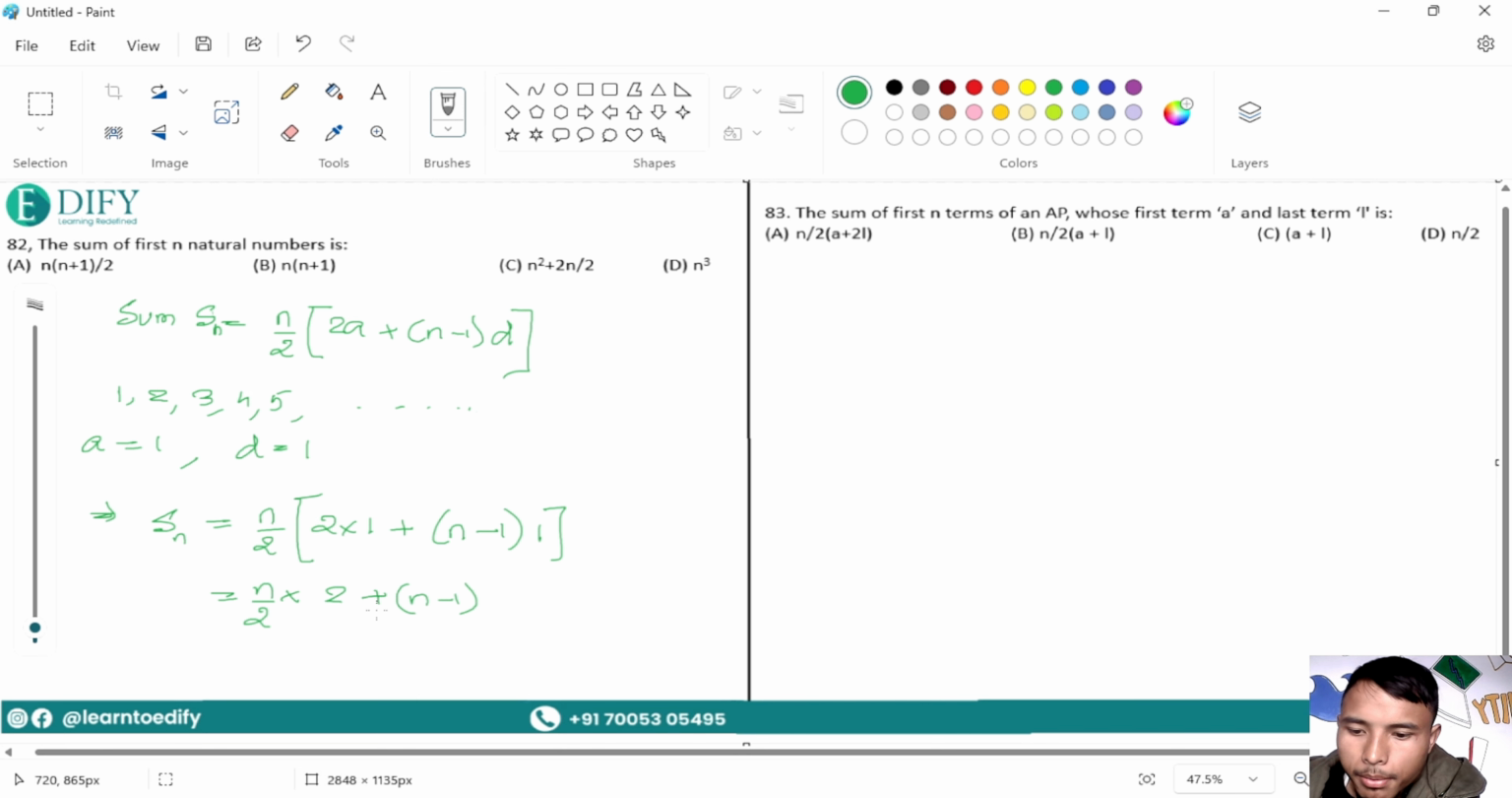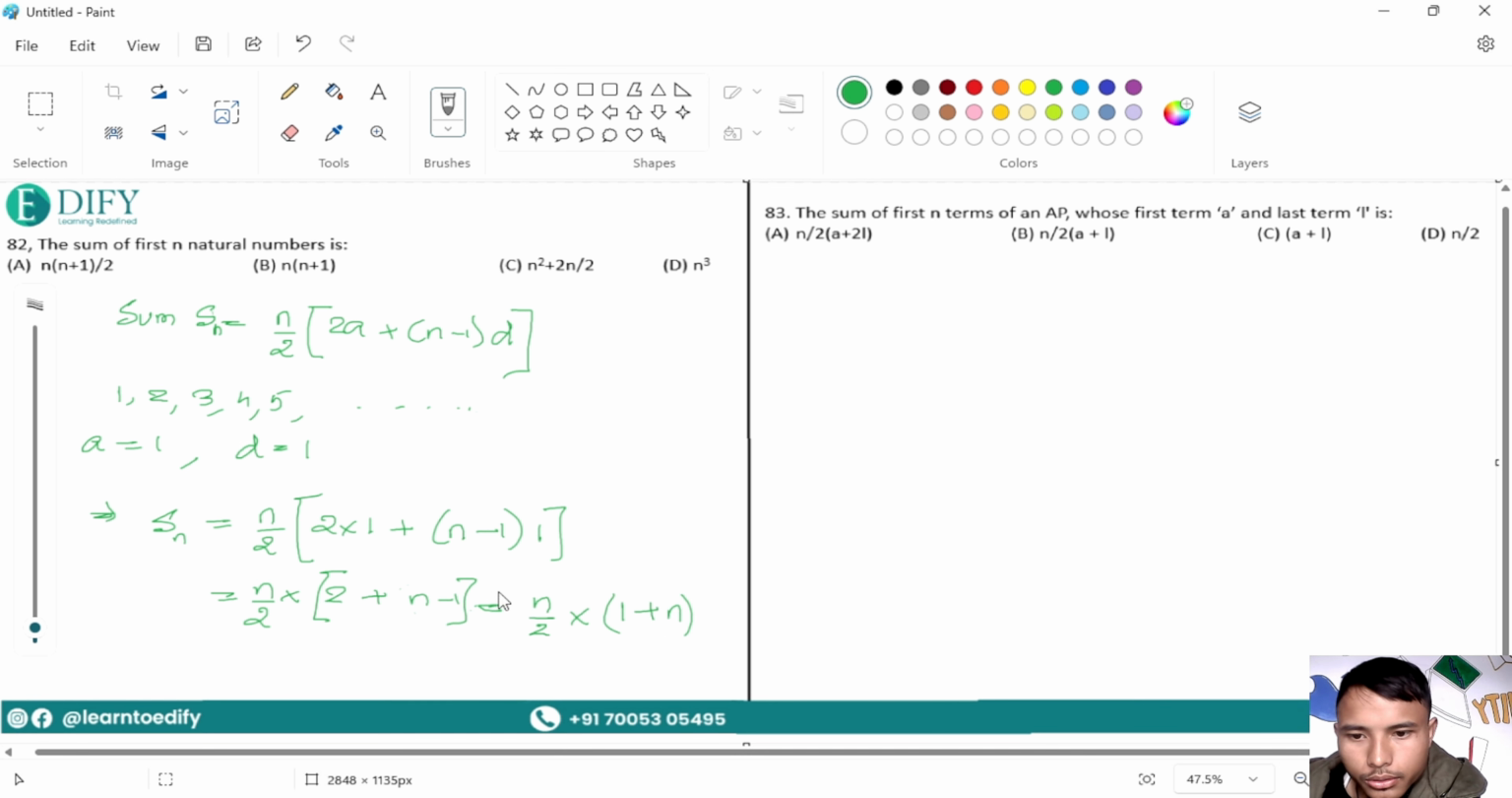Since there is a plus before it, you can remove the bracket. If there were a minus, we would multiply the minus through. So for the time being, we keep the bracket so you don't get confused. So n by 2 into 2 plus n minus 1. So 2 minus 1 is 1. So this is nothing but 1 plus n.